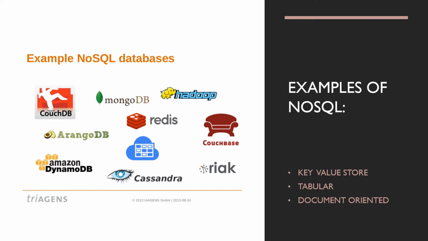NoSQL is a category which is then divided into three categories: key value store database, tabular database, document-oriented database. Key value store databases have examples such as Memcached, Couchbase, and Redis. The tabular databases have examples such as Bigtable from Google, HBase, Accumulo, Cassandra. The document-oriented databases have examples such as MongoDB, which is the most used, and CouchDB, Cloudant, ArangoDB, Amazon DynamoDB.